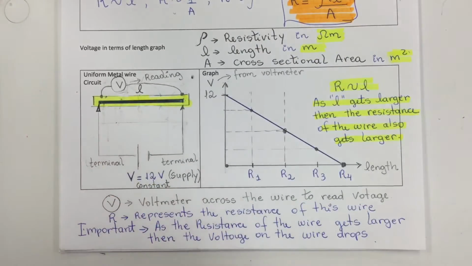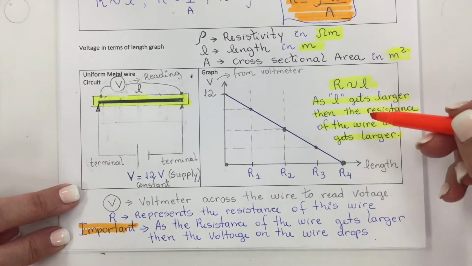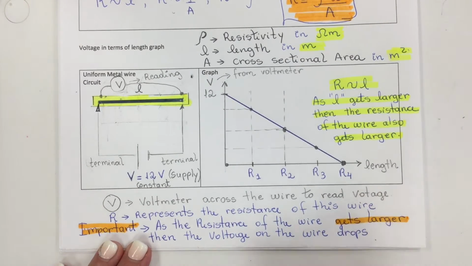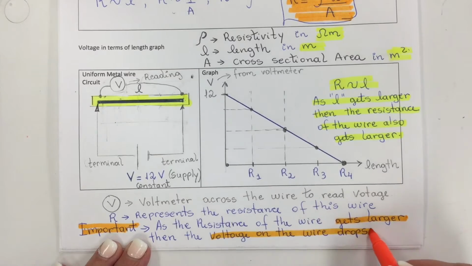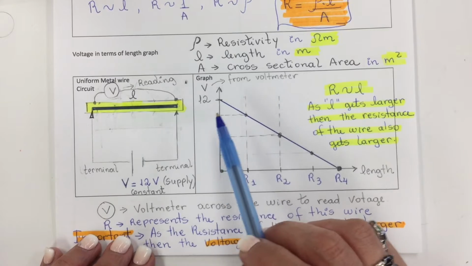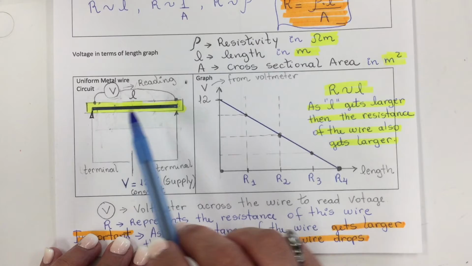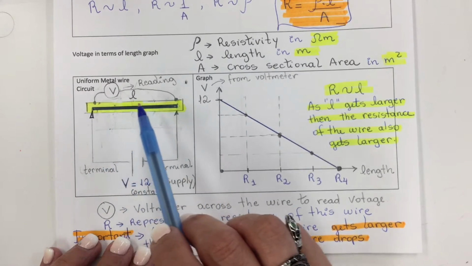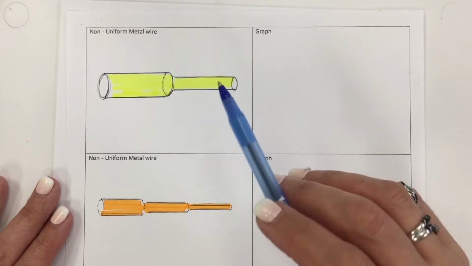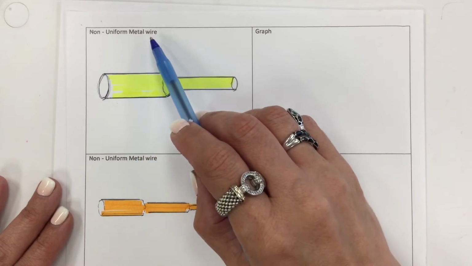An important note as a follow-up of this statement: as the resistance of the wire gets larger, the voltage on the wire drops more. In this example, I sketched a voltage over length graph of a uniform wire. So the wire is the same throughout. The question is, what would a voltage-length graph look like for a non-uniform metal wire?